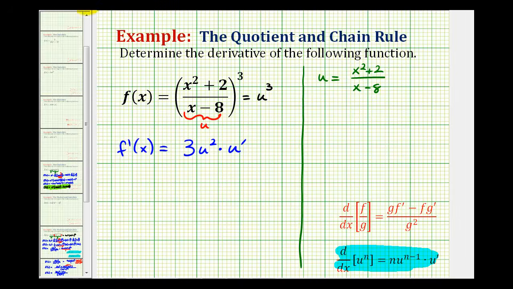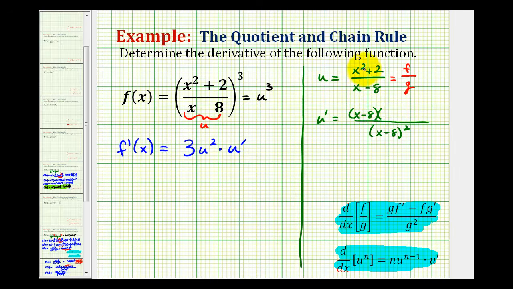Since u is a quotient, we'll have to apply the quotient rule. So we'll let the numerator equal f and the denominator equal g. To determine u prime, we'll start with the denominator, and here's the quotient rule just in case we need to reference it. The denominator is just going to be g squared, so we'll have the quantity x minus 8 squared, and then we'll have the denominator times the derivative of the numerator minus the numerator times the derivative of the denominator.